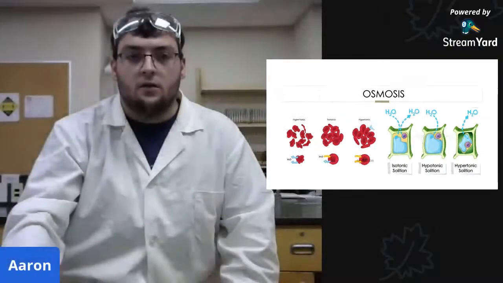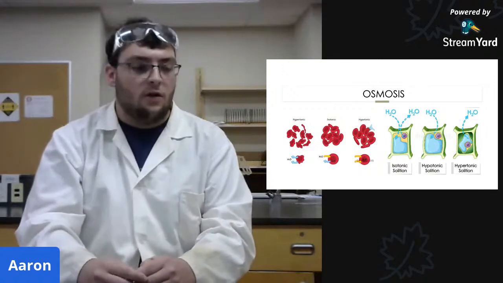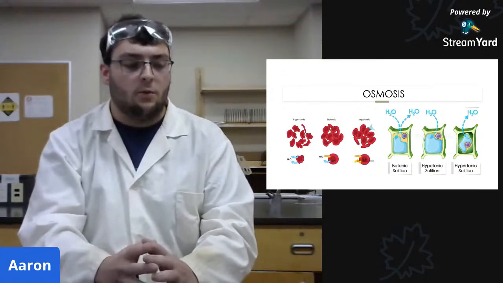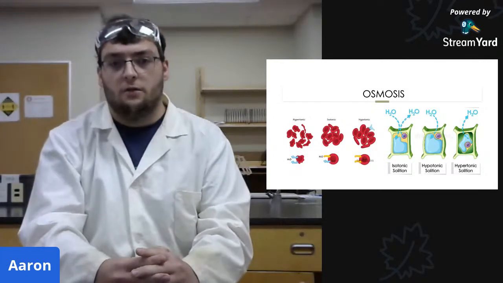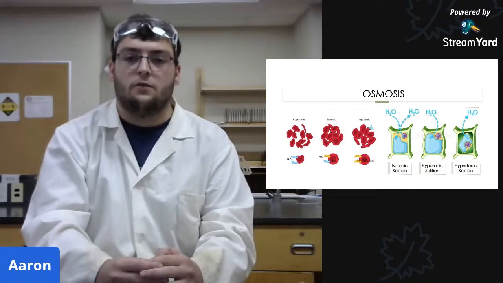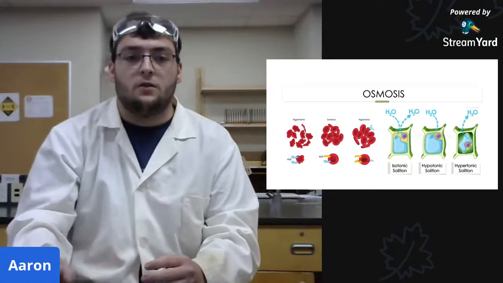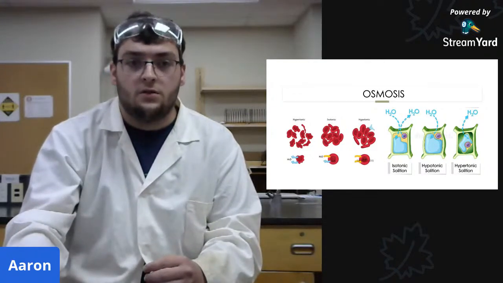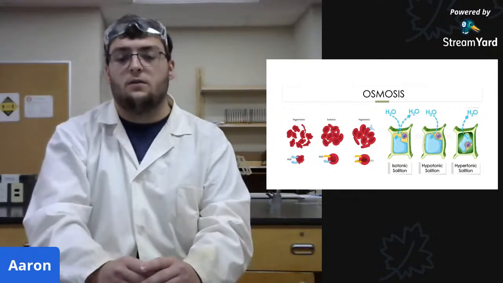So let's start with osmosis. Osmosis is the flow of a substance through a semi-permeable membrane or barrier from an area of high concentration to an area of low concentration. Now, this is an important biological process for cells in our bodies and in plants. As you can see here in the picture beside me, we have red blood cells and plant cells.